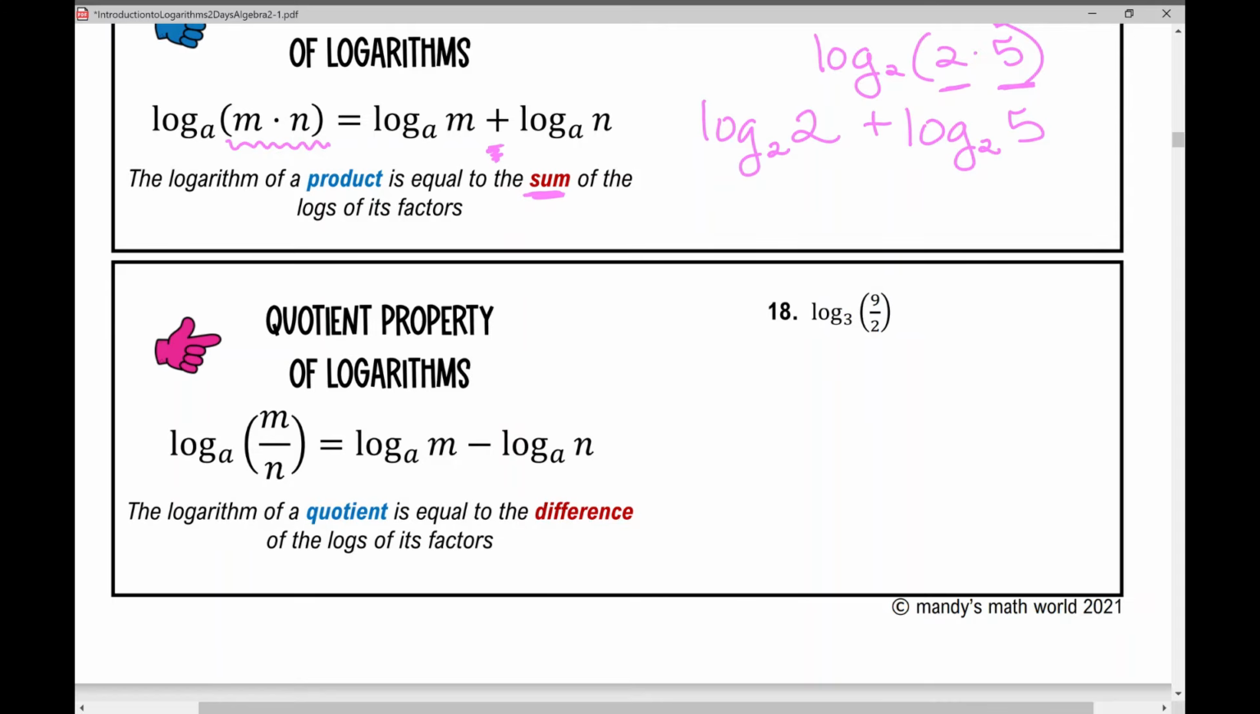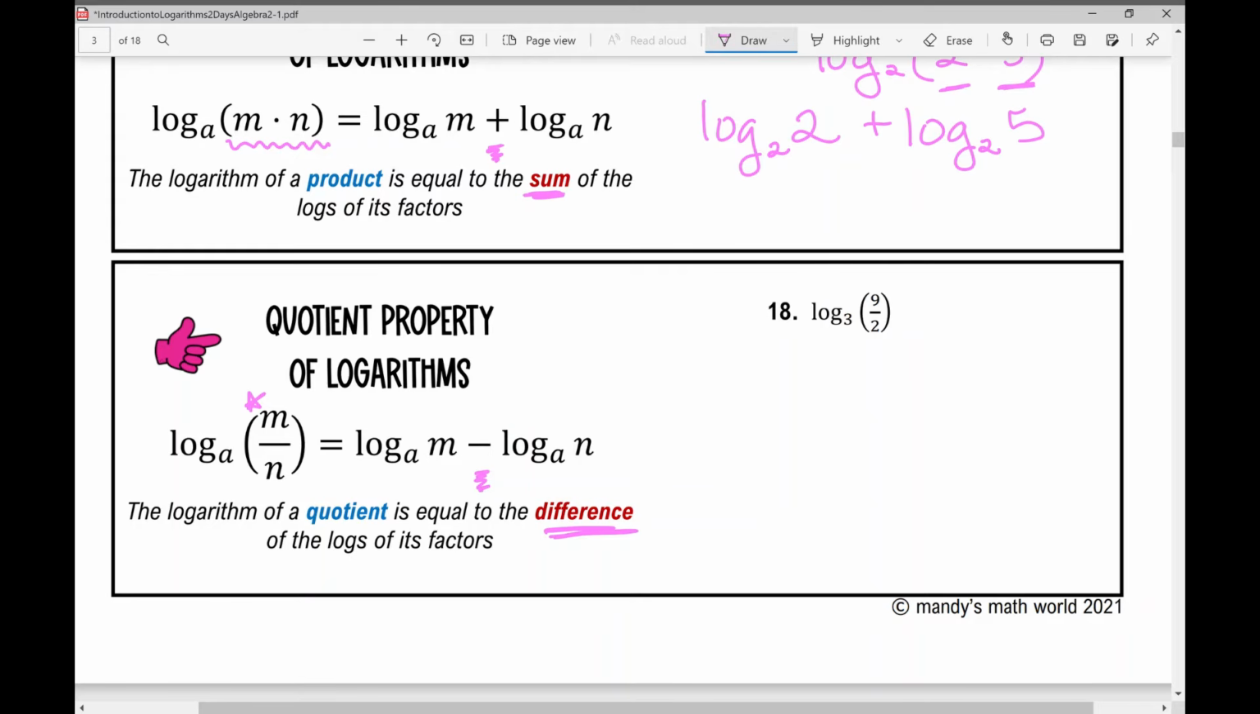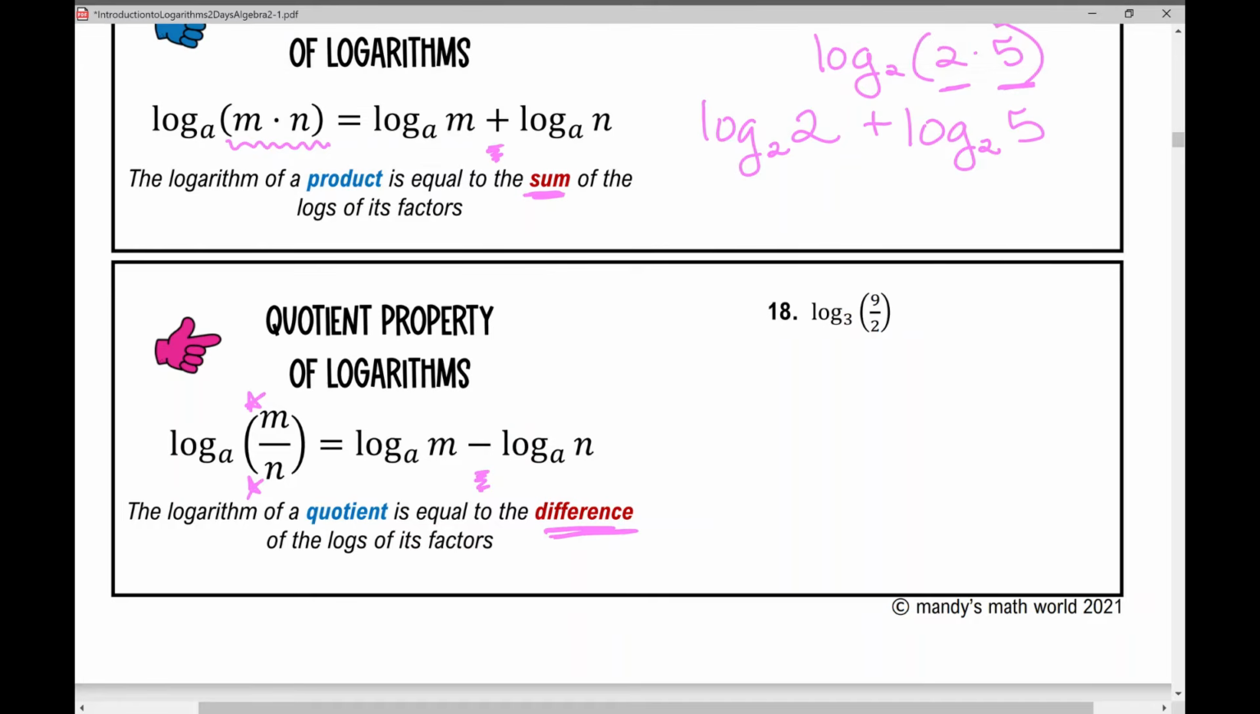Okay, moving on to the quotient property of logarithms. So the logarithm of a quotient is equal to the difference. So log base a of m divided by n is equal to the log base a of m minus the log base a of n. So moving on to number 18, log base 3 of 9 divided by 2. I can rewrite it as the log base 3 of 9, that numerator, minus the log base 3 of 2.